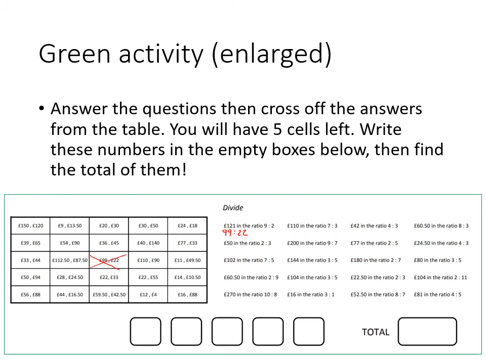And again, once you've gone through all of your questions, as I said, you should have 5 answers remaining. Write them in these boxes here and add up that total to see if you've got your final answer, and that's on the answer sheet.